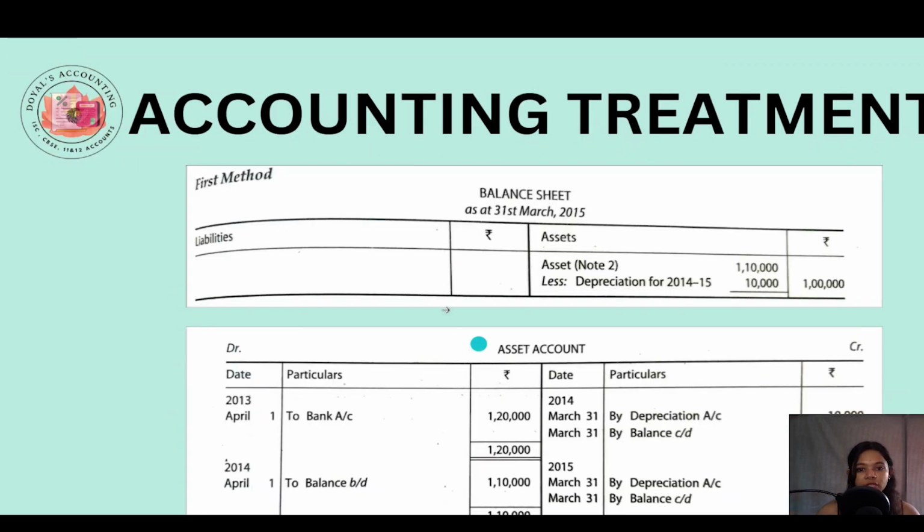So in your balance sheet, it will be shown like this. You will have your asset, the value of your asset will be written, and from the asset value only you will deduct depreciation in the balance sheet. And in your asset account, you will record on the credit side depreciation.